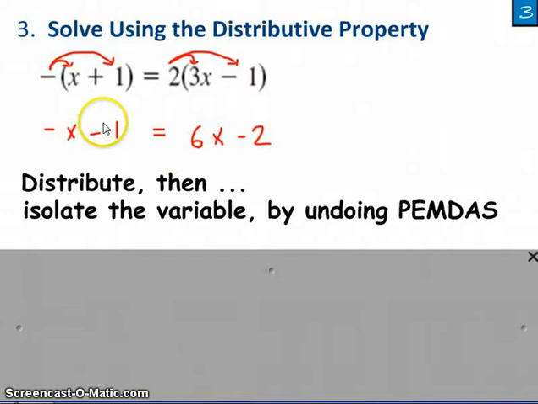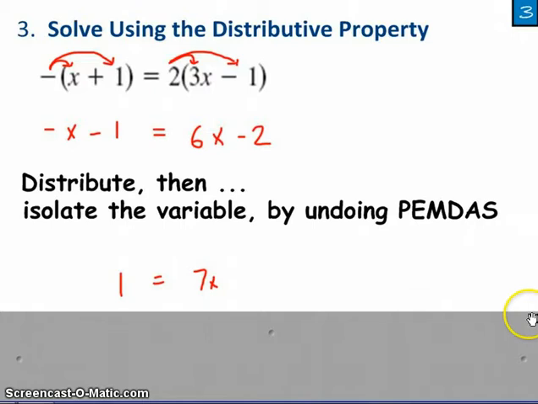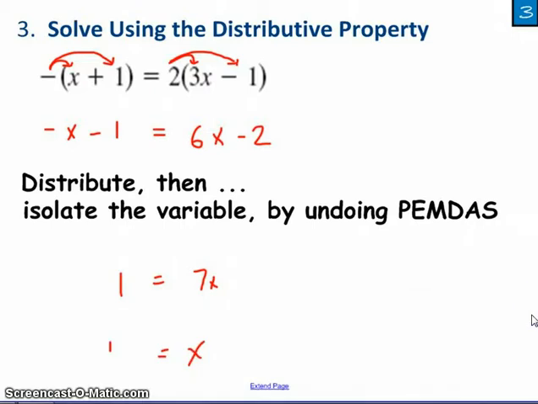Okay, I'm going to put the negative x together with the 6x. That means I'm going to move the negative 2 over here. And I end up with, on the left side, 1, and the right side, 7x. Divide both sides by 7. Whoops, and I've got the wrong answer written there. I guess I didn't finish writing my answer. X is equal to 1 over 7. Okay?